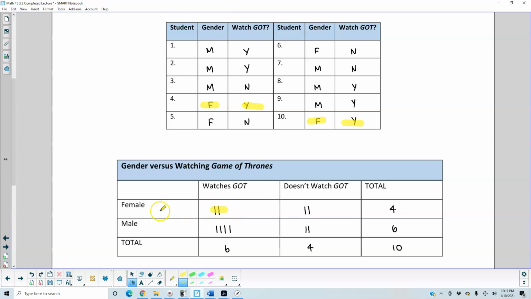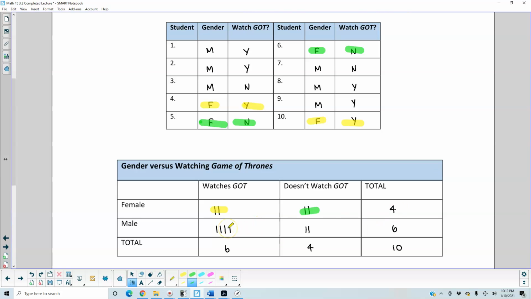Okay, how many females do not watch Game of Thrones? Okay, so here's females that do not watch it. So there's one female there that says no, and another female that said no, and so therefore there are 2. Now, how many females total do we have? Well, we have 2 here, 2 here, so that's 4 total across.